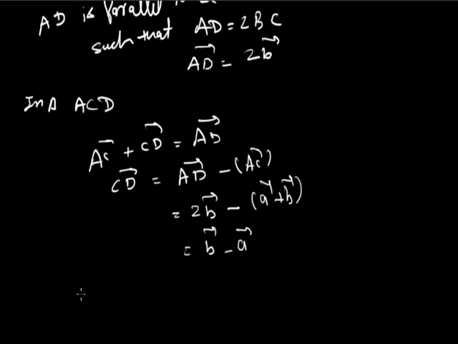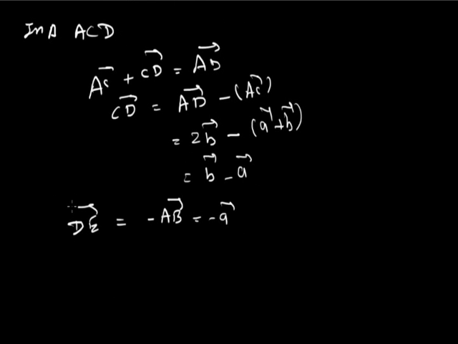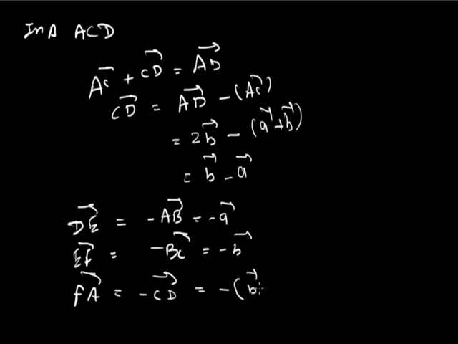Now clearly the DE vector is minus of the AB vector, because these are again parallel. So it is minus a vector. The EF vector is equal to minus BC vector, which is minus b vector. The FA vector is equal to minus of the CD vector, so it is minus of (b vector minus a vector), which is a vector minus b vector.